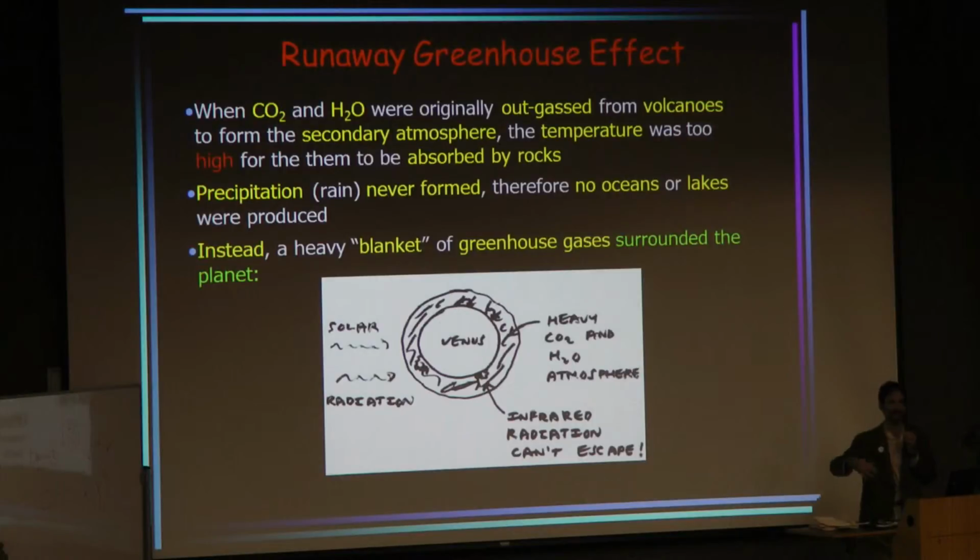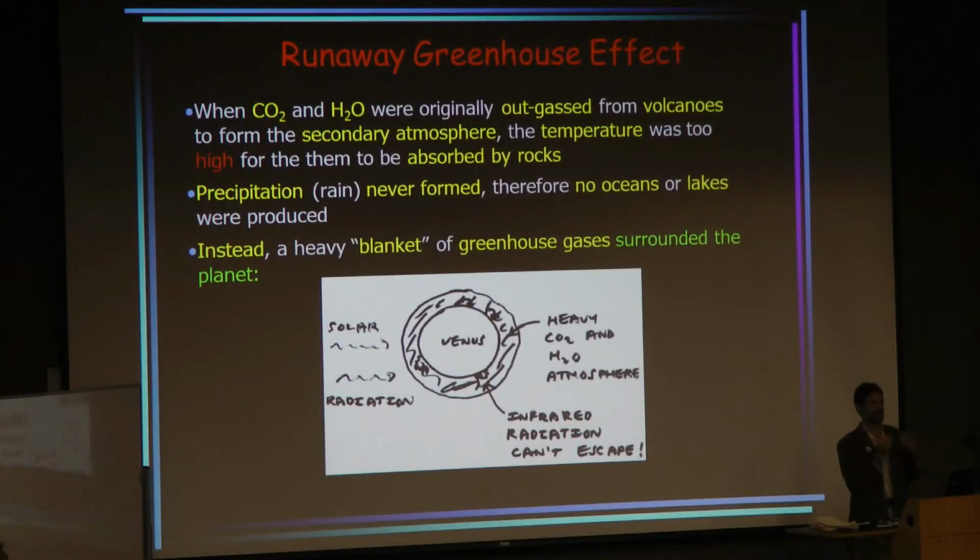The moon, you're going from 100 Kelvin to 400 Kelvin every day. On the Earth, there's only about a 20 or 30 Kelvin variation. And that's partly because of the thermal blanket that we have in the atmosphere. So a little CO2 creates a little greenhouse effect. That's a good thing. But what we think happened on Venus is that when the CO2 and H2O were outgassed from volcanoes during the early period on the planet, to form a secondary atmosphere, we actually had a situation where it was too hot for precipitation to occur.